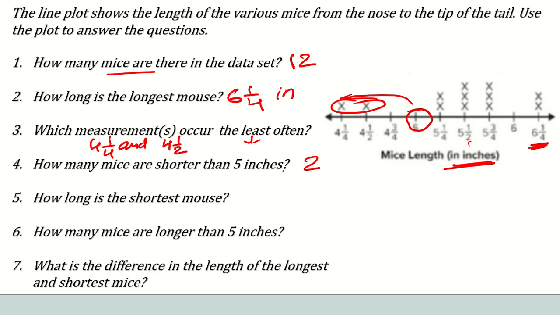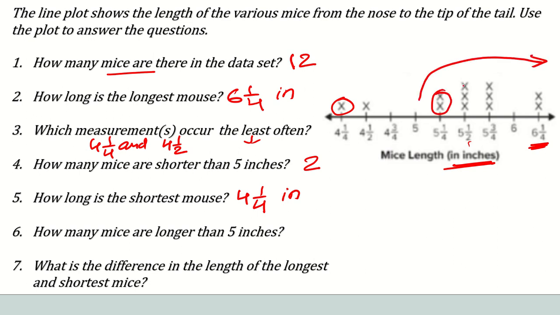Now, how long is the shortest mouse? Shortest means the first one. So, how long is it? 4 and 1 over 4 inches. Okay. Now, next is, how many mice are longer than 5 inches? So, same type of question. Longer than means after 5. So, you see 2, 3, 5, 5, 3, 8, 8 and 2, 10.